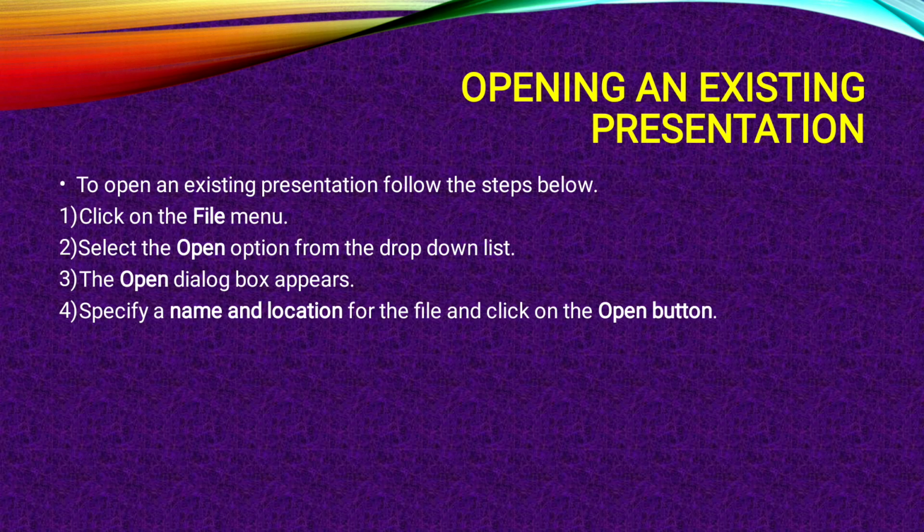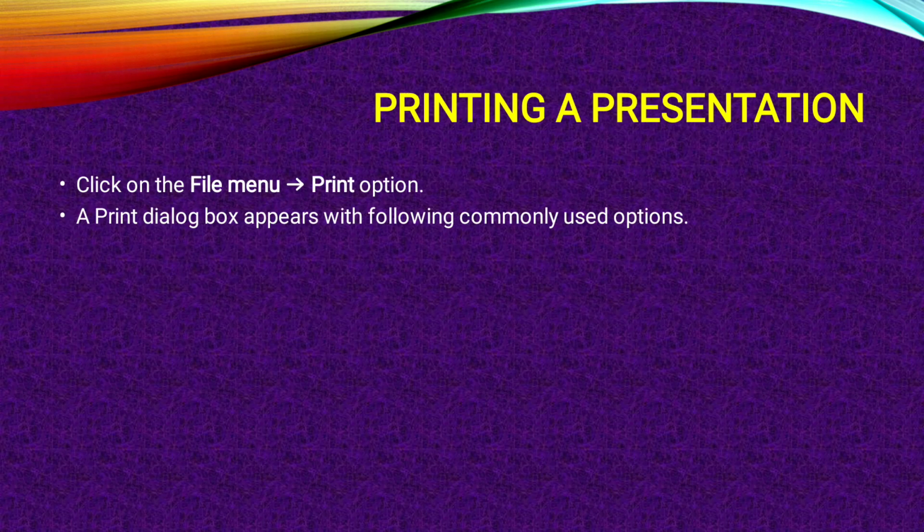The next part of the chapter for revision is opening an existing presentation. If we have already created the presentation and saved it in your system, you can follow these steps to open it. Go to File, select Open. Just write down the name and location of the file and press the Open button. You can click on Open and at the same time you will get your file.